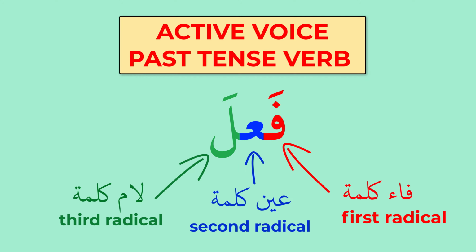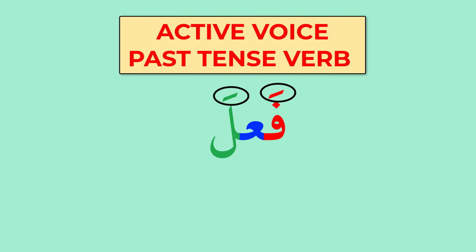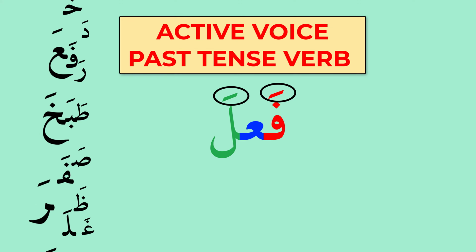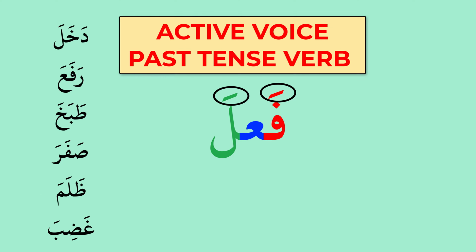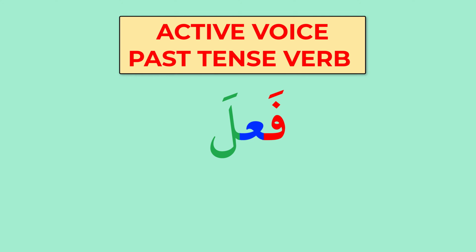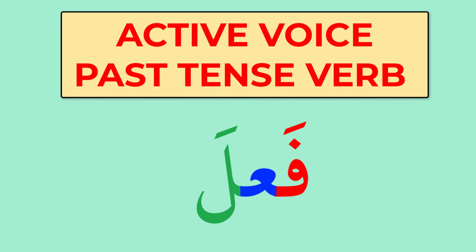Now what you notice on the fa and the lam is a fatha. This is because the past tense verb will always have a fatha on the first letter and the third letter, as we said, in the active voice. It will always be the case. No exceptions. And what varies is the vowel, the haraka, on the second letter. This could be either a fatha, a kasra, or a dhamma.